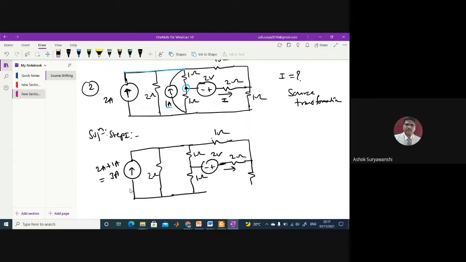This is 1 ohm. Now before simplifying further, I would like to tell you a few things in case of source transformation or source shifting. First of all, when you are doing the simplification, you should not change the given values of the components like resistor, inductor, capacitor, or voltage source, current source. Those should be as they are, number one.